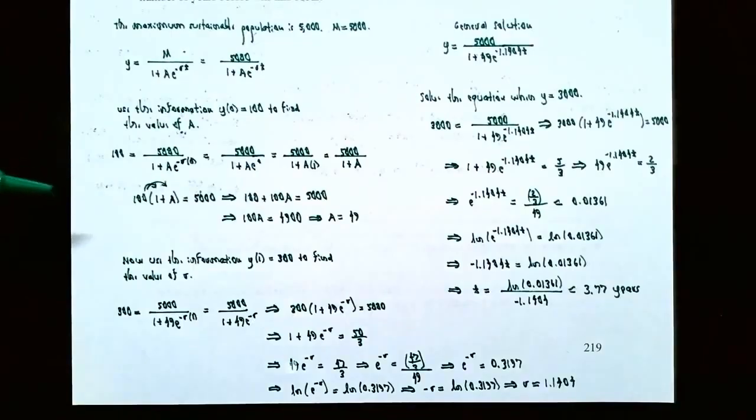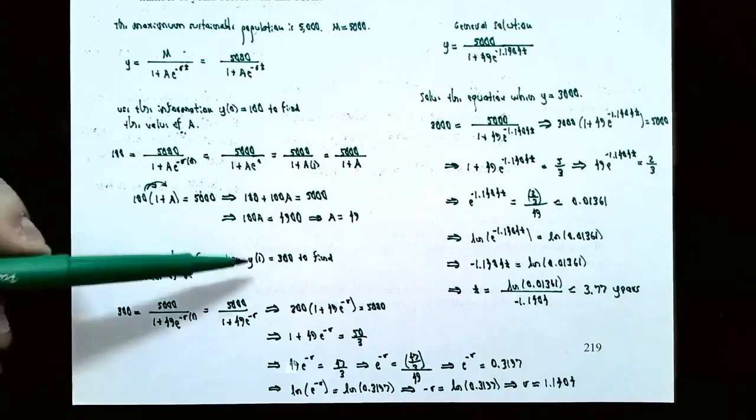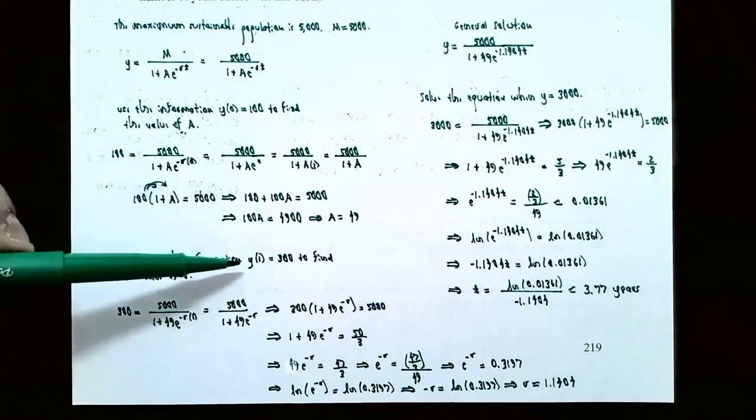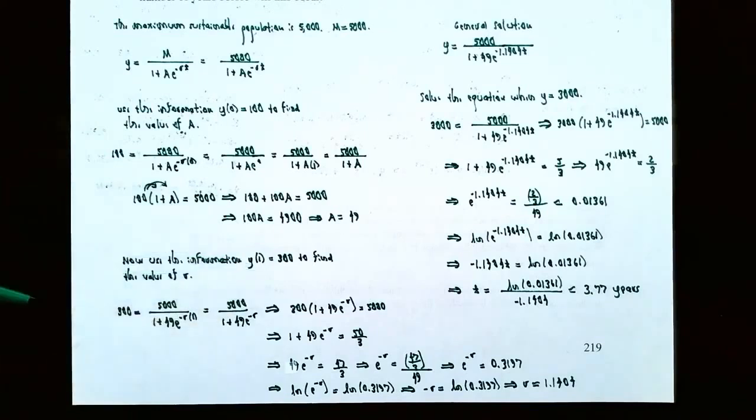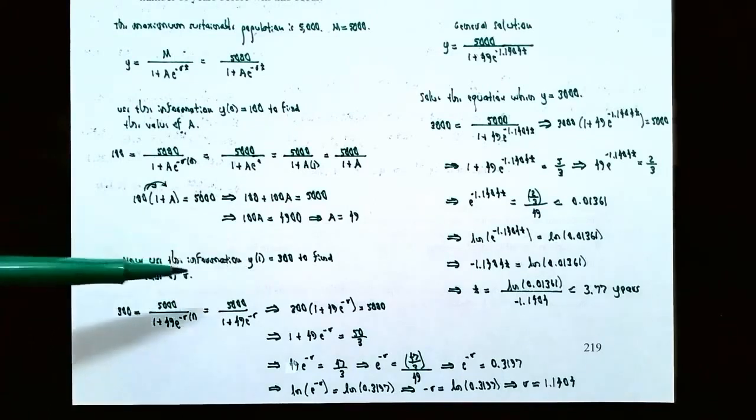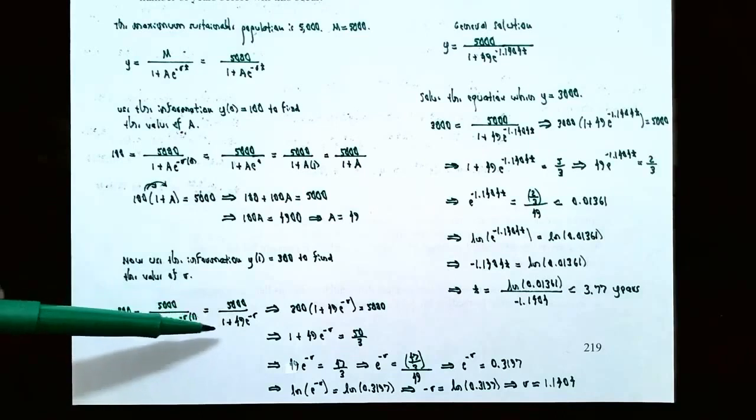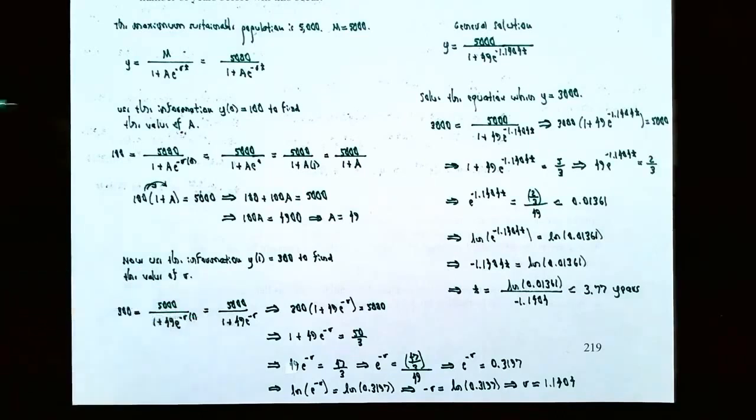Now let's use the information that after 1 year, the population of the rabbits was 300 in the forest. So when t is equal to 1, the population y is equal to 300. Go back to the equation for the solution to the logistic growth model. 300 replaces the value of y, is equal to 5,000, the maximum value for the population, divided by 1 plus, we found A already, that was 49, e to negative r times t, well t is replaced with 1. So the right-hand side becomes 5,000 divided by 1 plus 49 e to negative r.